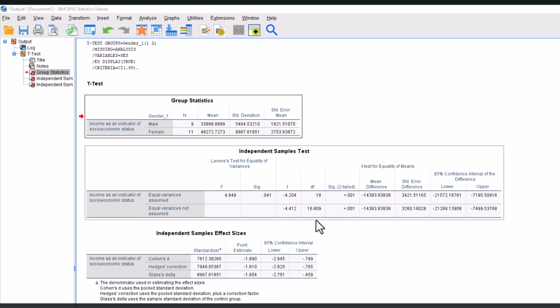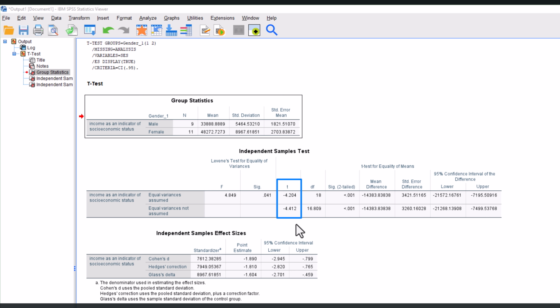The other important thing in a t-test is the t-value. A large t-value, positive or negative, suggests a greater difference between the means. A t-value close to 0 indicates little or no difference between the means. A positive value indicates that the mean of group 1 is greater than the mean of group 2, and a negative t-value indicates that the mean of group 2 is greater than the mean of group 1.